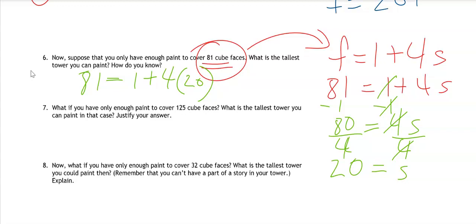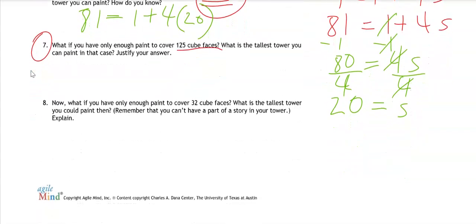Okay, so what about if there's only 125 cube faces that we can paint? Same deal. I'm going to let you do that one on your own. And then this last one, what if you only have enough to cover 32 cube faces? What is the tallest tower that you can paint? Remember, you can't have part of a story, it has to be full stories. So how many stories tall will it be if you can only paint 32 cube faces? I'm going to let you do that one on your own also. And then after you've completed this, you'll go and finish up your forms document where you'll find a few more questions to help solidify this skill for you.